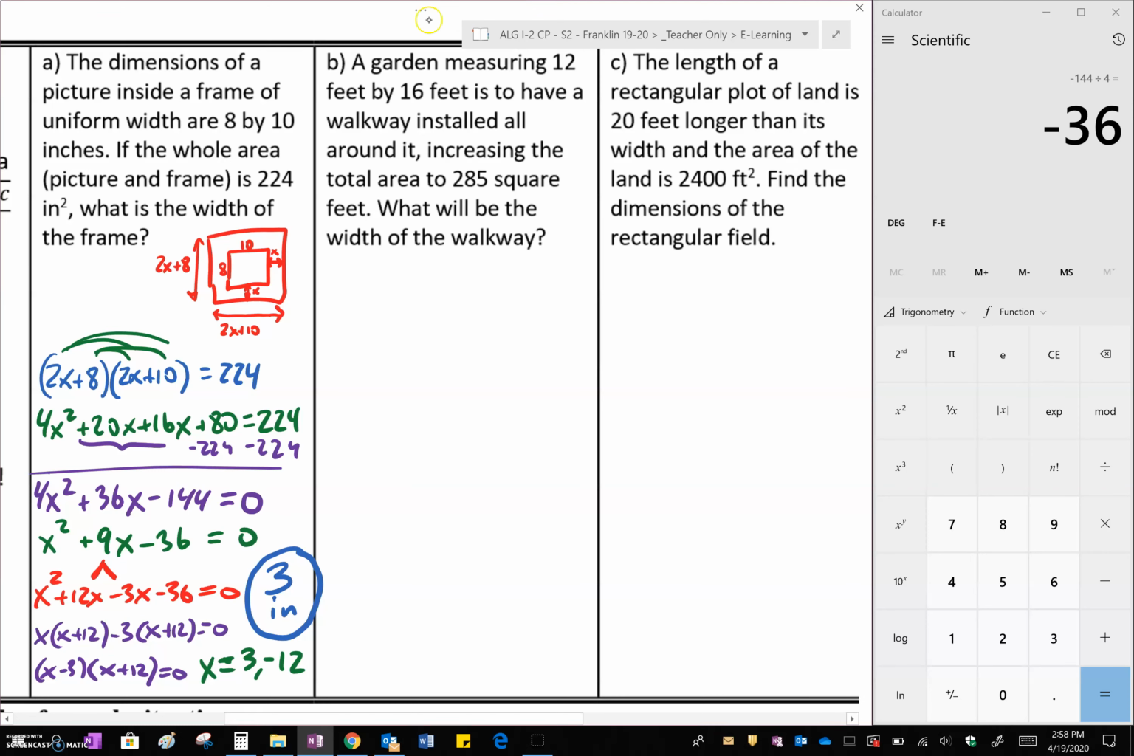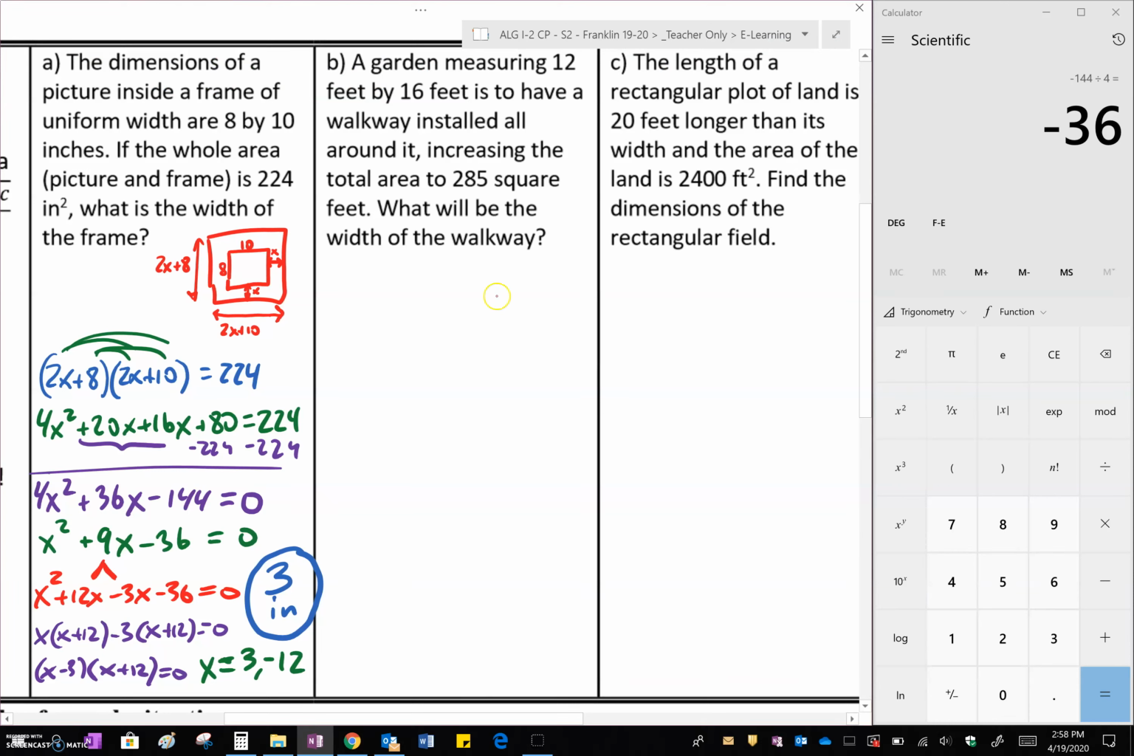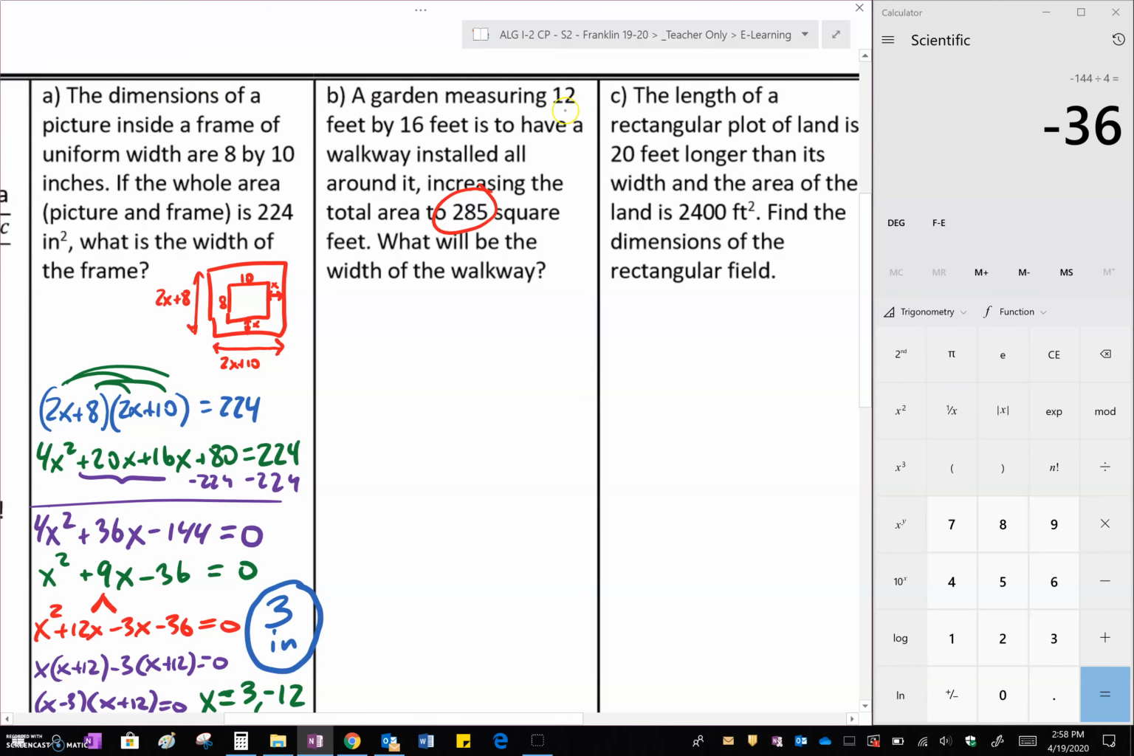Okay, next example. A garden measuring 12 feet by 16 feet has a walkway around it. So this is the same problem, right? We have a garden that's 12 by 16. It has some walkway around it. What's the width of the walkway? Well, that's x. The entire area is 285, so we know that this is going to be the same setup as example A. So we've got, I'll put the 2x first, 2x plus 12 times 2x plus 16 equals 285.